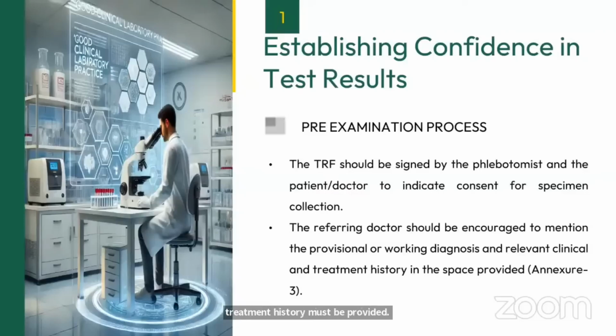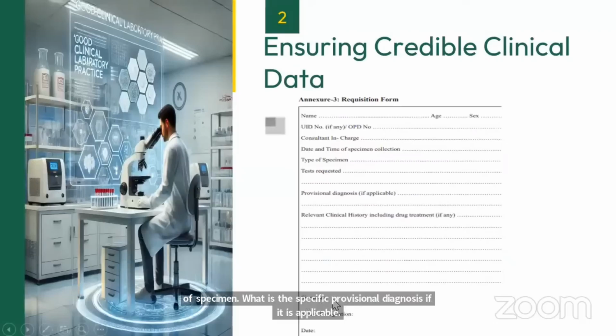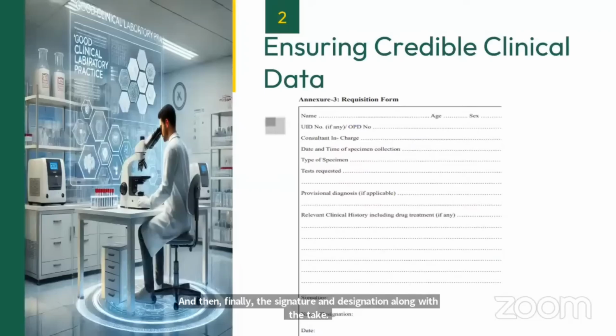Here we are mentioning annexure 3, which gives you a sample test request form. Again, you can take a screenshot of this. This is being given by the ICMR only. It includes name, age, sex, UID of the patient, OPD number, consultant in charge, whoever the doctor or clinician is, date and time of specimen collection, type of specimen, the specific test which is requested, provisional diagnosis if applicable, relevant clinical history including drug treatment, and then finally the signature and designation along with the date. So these details should be included in your test requisition form.